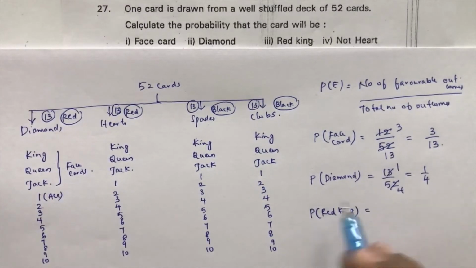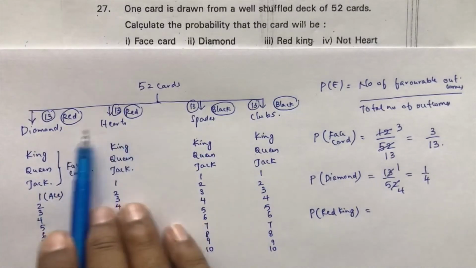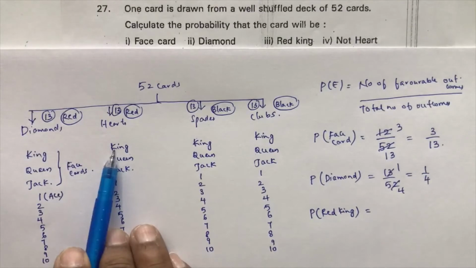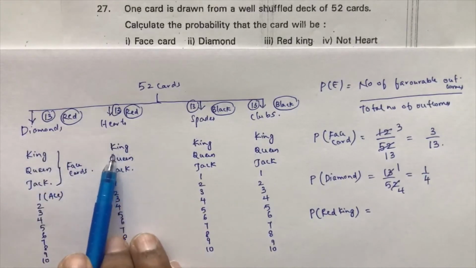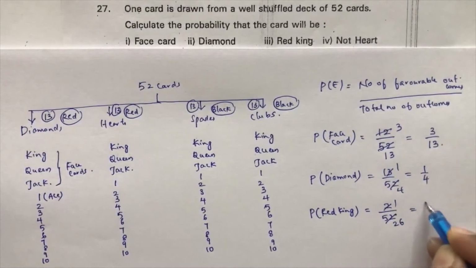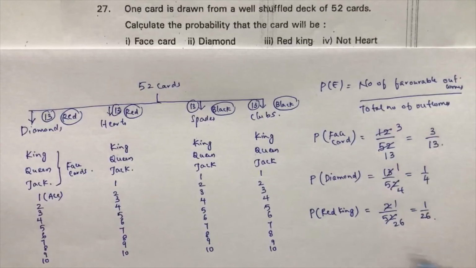Red king: see here, these two cards, these two suits are red in color. In the two kings we have which are red, one is from diamond, the other from hearts. So 2 by 52, 2 times 1, 2 times 26, which is 1 by 26.